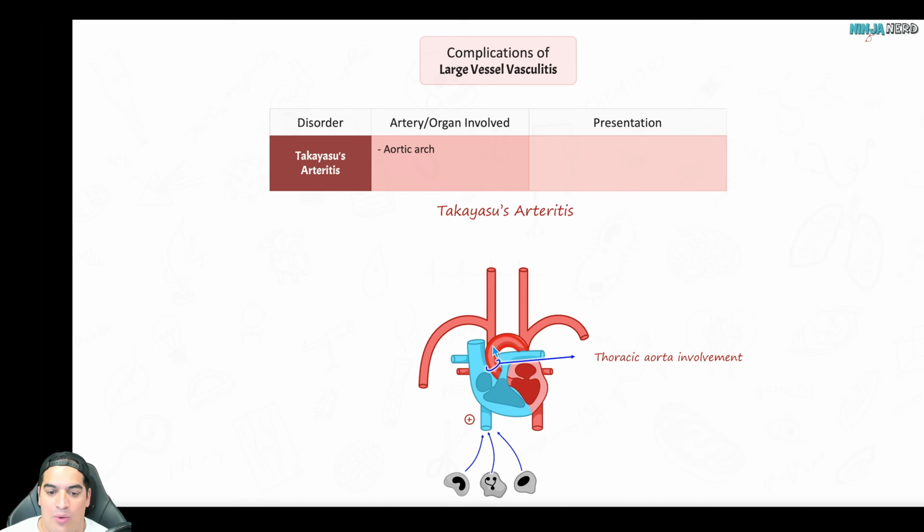if I inflame the aortic arch and I narrow this, one really prominent complication is if you inflame a vessel wall, you increase the risk of tearing through the intima and creating a dissection, or weakening the vessel and causing it to balloon, causing an aneurysm. So aortic aneurysms and dissections are relatively common in patients with Takayasu's.